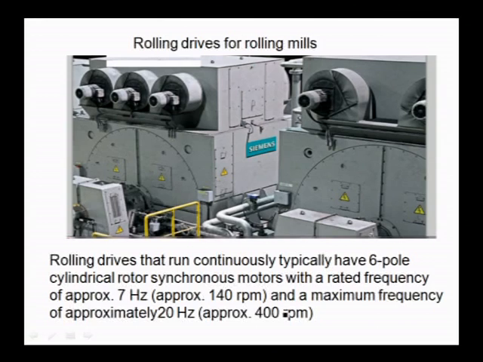Observe the frequency here. The maximum is 20 hertz and the rated frequency there is 7 hertz. So, the speed range is 140 rpm to 400 rpm, that is very low speed. Low speed, high power cycloconverters, that is how you have to remember. Practically we use step down converters, that too 3 phase, either 3 phase to single phase or 3 phase to 3 phase.